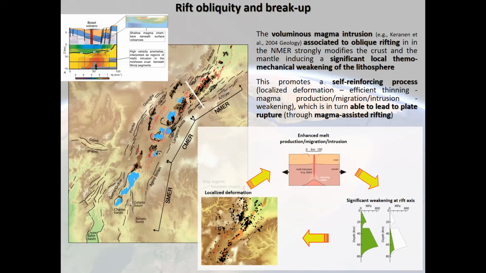And this is like when you put a piece of butter on a fire, butter melts and its resistance goes to zero. And this is somehow what happens to a lithospheric plate when subjected to significant magma intrusion and heating and weakening. So we are able to reach conditions of plate rupture very rapidly at these stages.